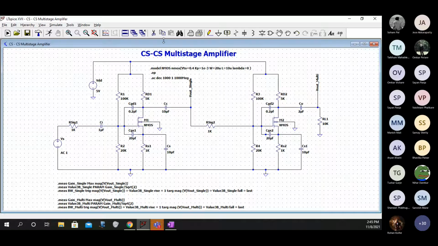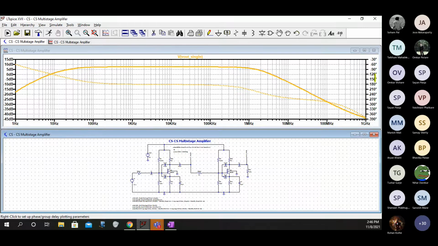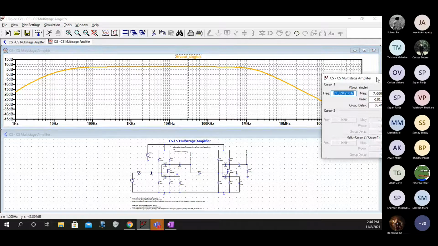So this is the main thing, and then we will say simulate. First I want to see the output of the first stage, which is a single stage. This is actually the same as what we got in the previous simulation; this gain is exactly the same. You can measure it and check it out.